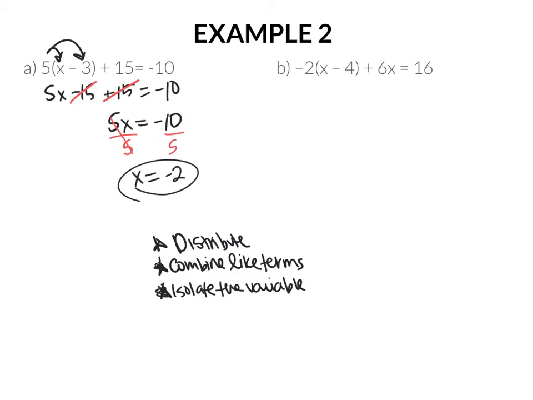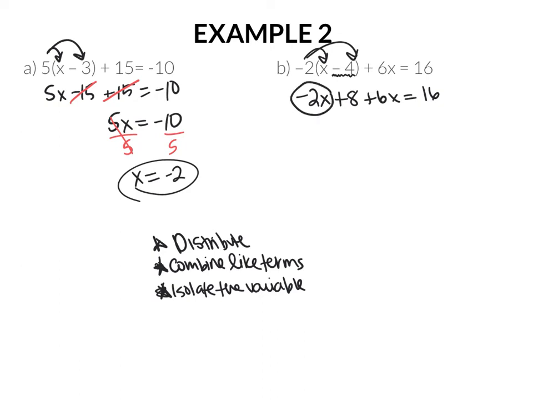Let's check example B. Again, my first step is going to be to distribute. The negative 2 multiplies by the x to give me negative 2x, and the negative 2 multiplies by the negative 4, giving me a positive 8. I bring down what hasn't been used, the plus 6x and the 16, keeping the equal sign where it was. Now I can combine my like terms.